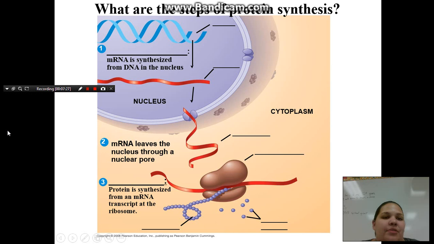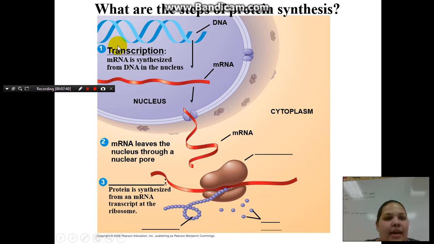Let's talk about the steps of protein synthesis now that we're talking about protein. So you have this diagram, and I want you to go ahead and fill everything in. So step 1, I have transcription. Transcription is DNA turning into mRNA inside the nucleus. Number 2, I have mRNA leaving through a nuclear pore. So here's the mRNA. Now it's in the cytoplasm.